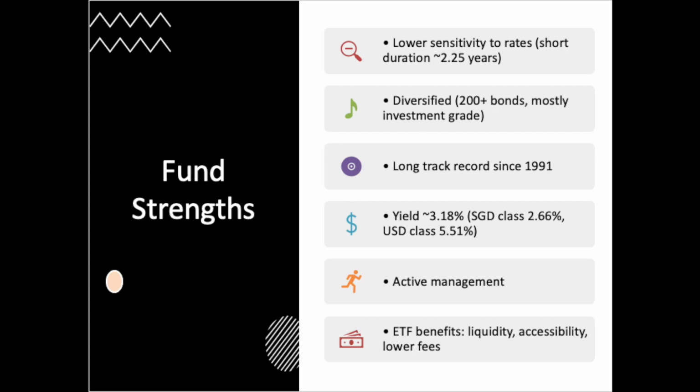Okay, other pros. Fifth, active risk management. The managers aren't just passively tracking an index, they're actively adjusting the mix, credit quality, duration, government versus corporate bonds, trying to adapt to market shifts. And finally, the ETF structure itself.